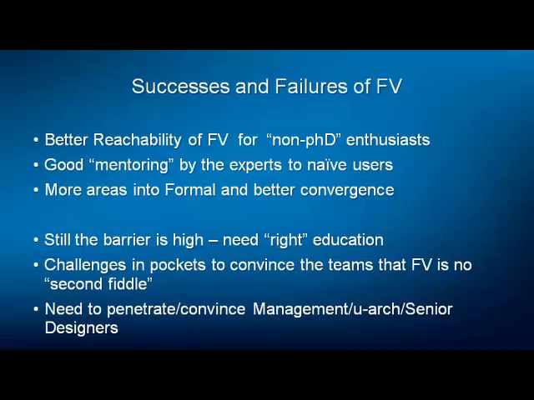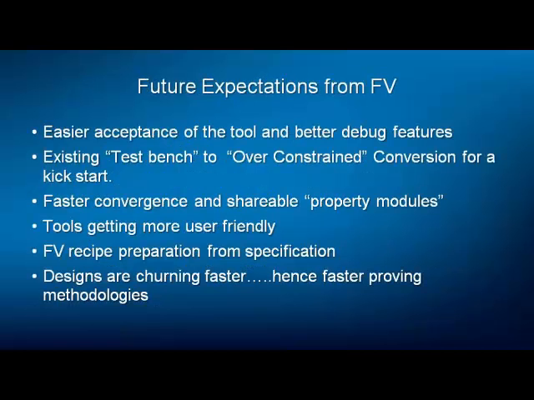So the other thing is we need something like faster convergence and shareable property modules, in the sense some people name it proof kits or proof accelerators. If we have certain things which have been solved, like AMBA, AHBs, or the PCI protocol, there are a lot of things which have been solved by a lot of you folks. So instead of reinventing the whole wheel, you get an IP proof kit, verify it, and give it out.